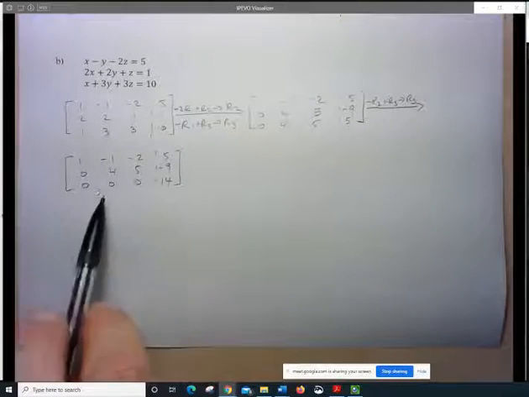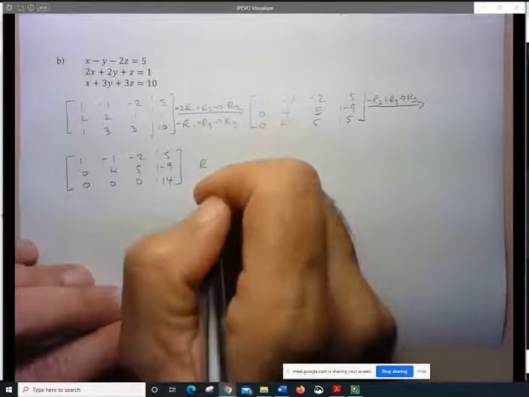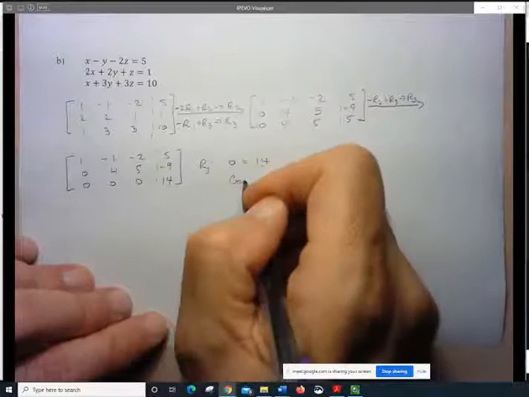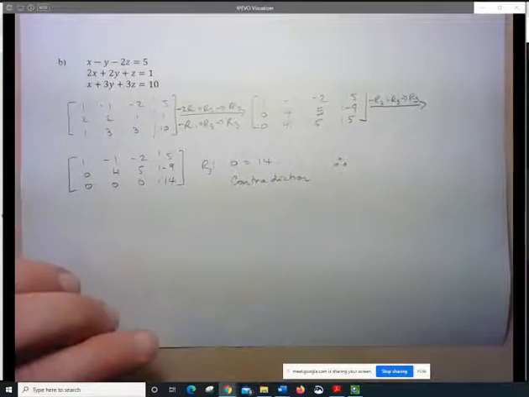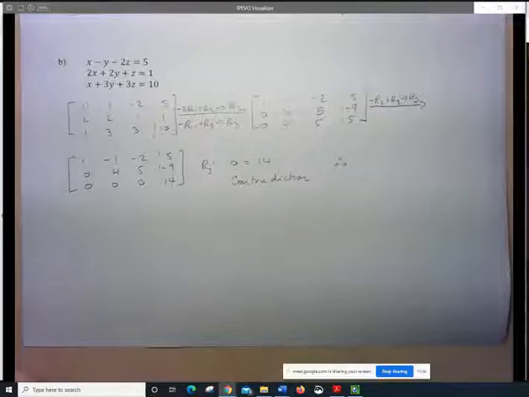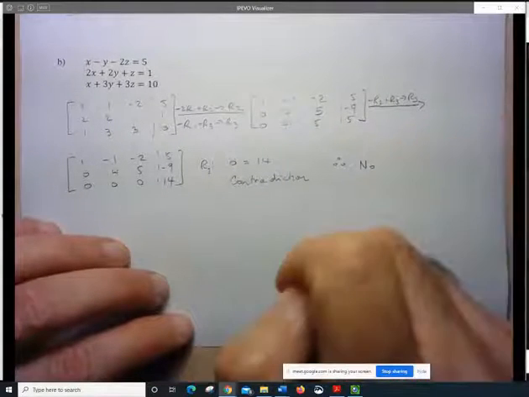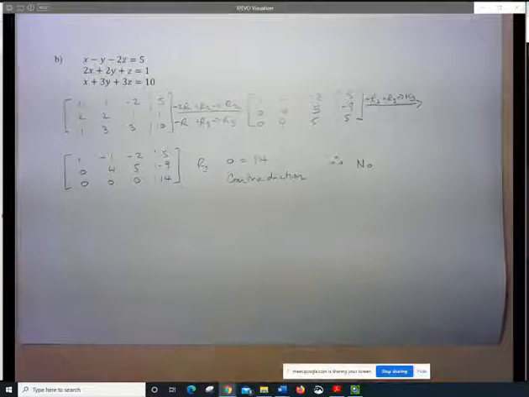What does this represent, the 0, 0, 0, 14? What is that telling us? It is telling us row 3 is claiming that 0 is equal to 14, which is a contradiction. And so what's our conclusion? Given that we assumed there was a solution and we came out to a contradiction, what is the conclusion based on that? There you go. I agree. It kind of puts more oomph to it when you say it in French.